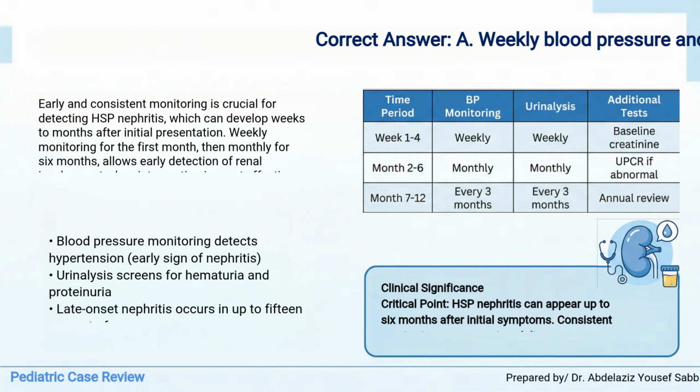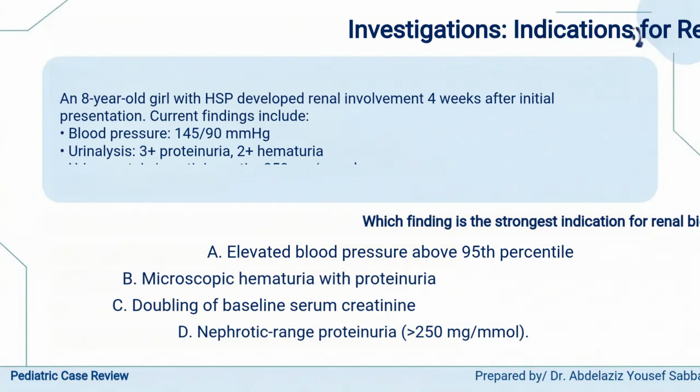Late-onset nephritis occurs in up to 15% of all cases, often appearing after the rash has resolved. Early detection significantly improves long-term renal outcomes. The critical point to communicate to families: nephritis can appear up to 6 months after initial symptoms, so consistent monitoring must continue even after the child appears fully recovered. Case 9. An 8-year-old girl with Henoch-Schönlein Purpura developed renal involvement 4 weeks after initial presentation.